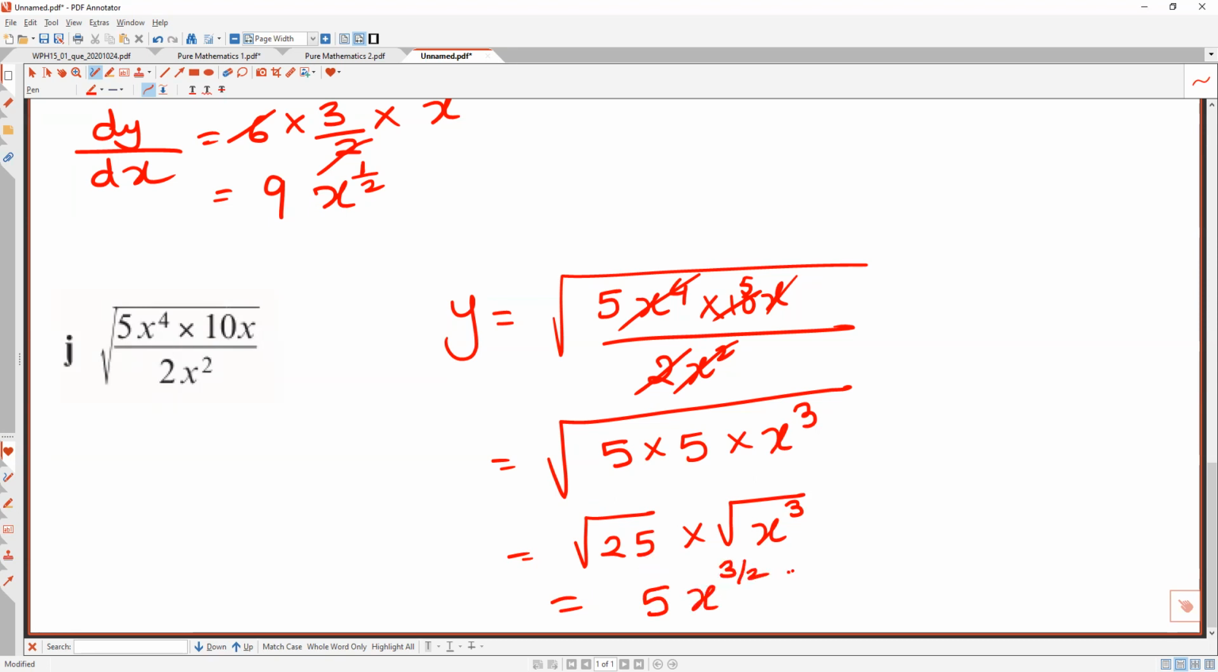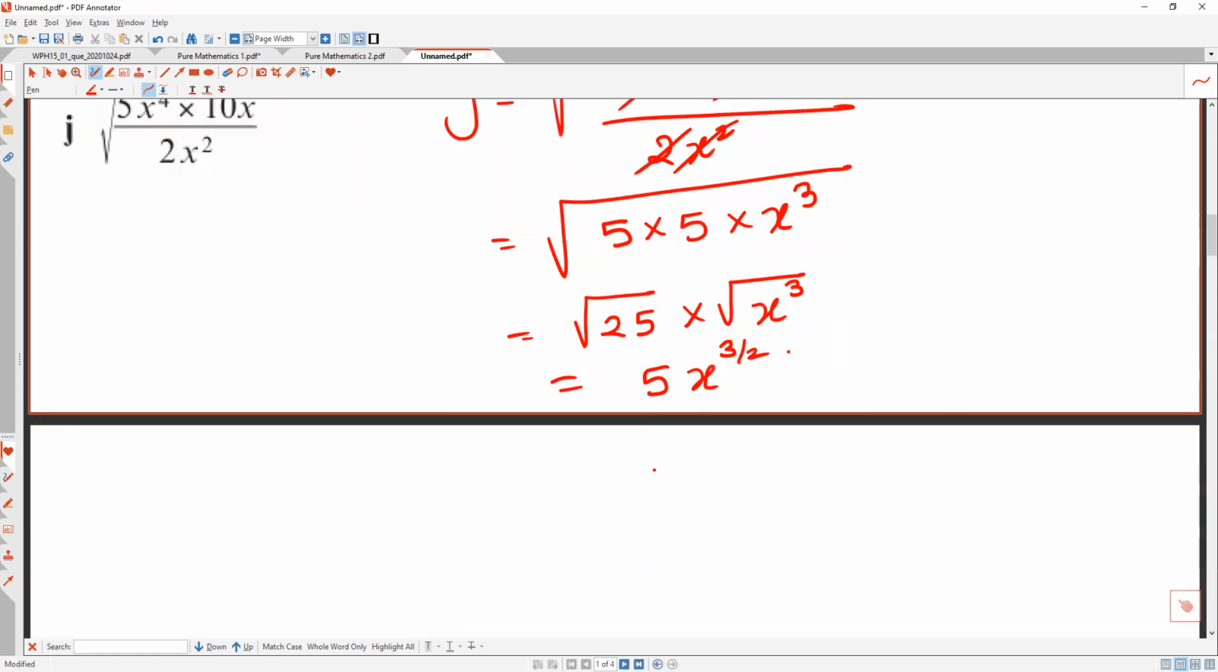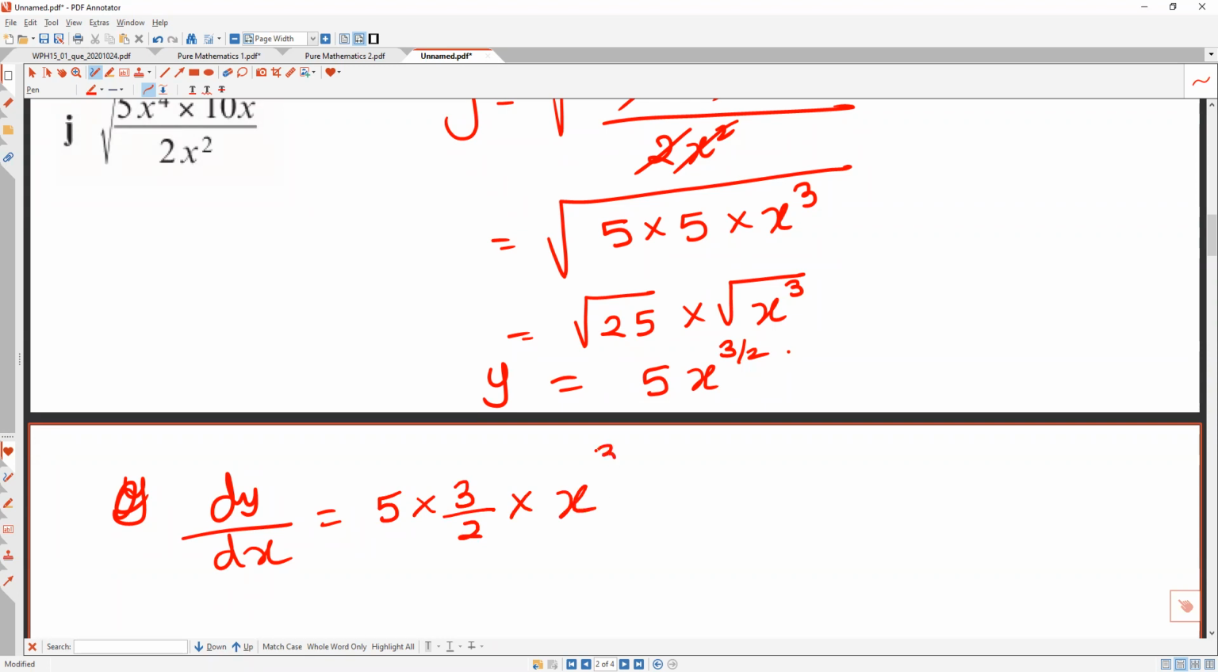Mehek, Nafisa, everyone, tell me whether you understand how I am simplifying. I am still simplifying this, by the way. I did not start doing my differentiation yet. Yeah. So what should I write here? This is your y is equal to 5x raised to 3 by 2. So therefore your dy by dx equals 5 multiplied by 3 by 2 into x raised to 3 by 2 minus 1. So 15 divided by 2 x raised to 1.5, na, half.